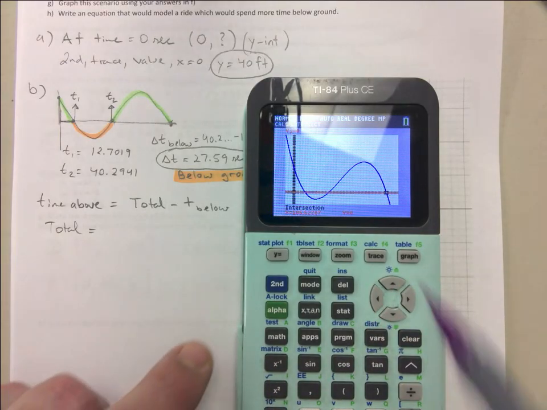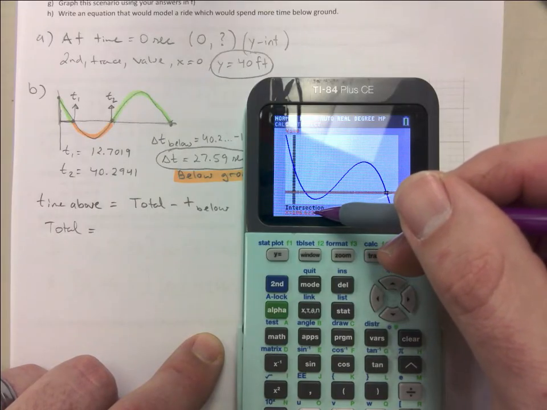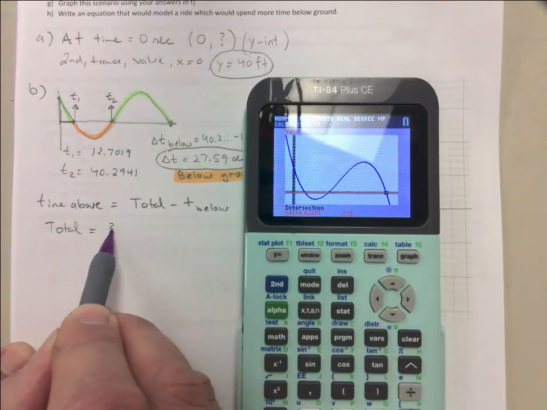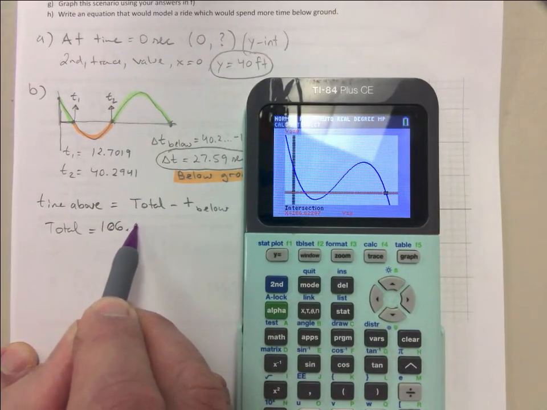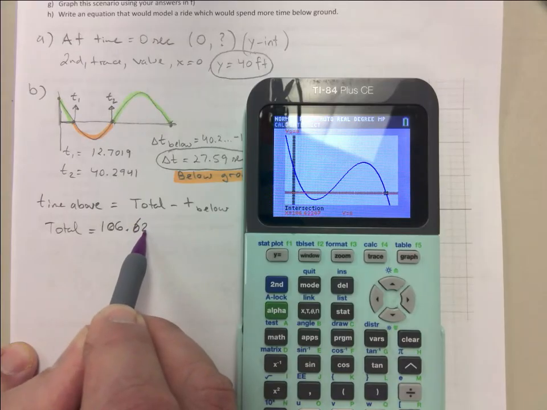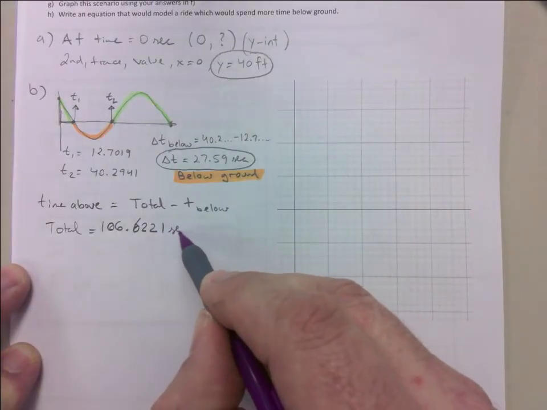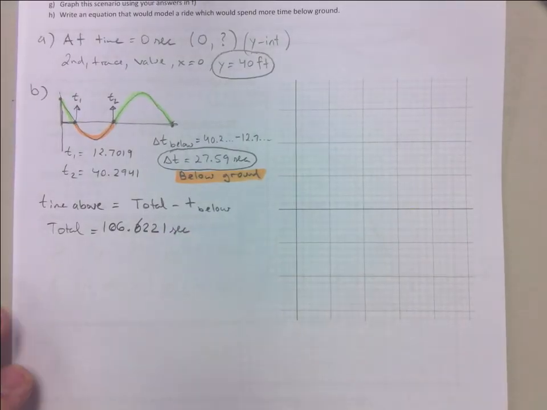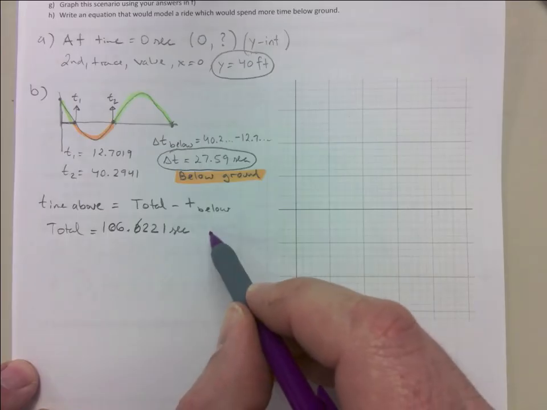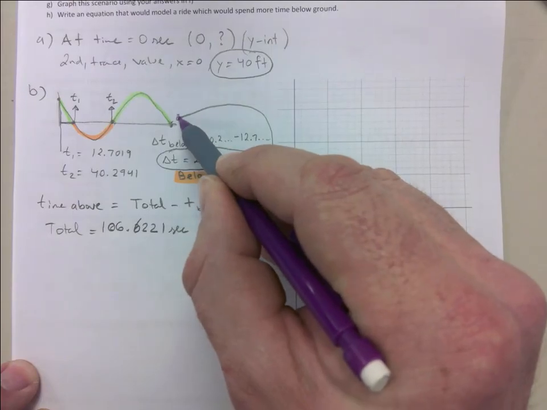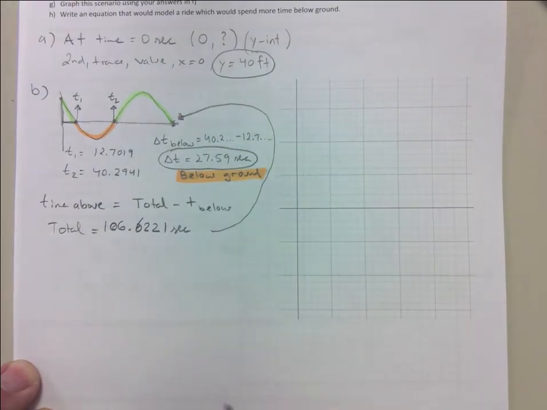Okay, so the total time is 106.6221 seconds. That's this one. I'm going to go arrow here. I hope it doesn't throw you off too much, but that's that one right there.